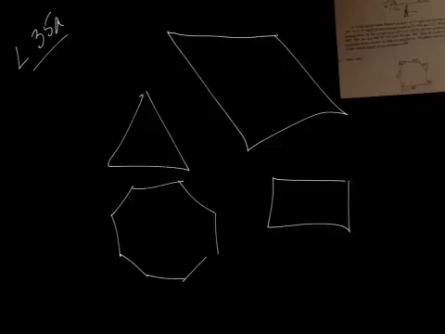I can erase that. There we go. And that formula is the number of sides minus 2 times 180. So let's look at this triangle. We have 3 sides, minus 2 is 1, 1 times 180 is 180. Done. This one has 4 sides. 4 minus 2 is 2, 2 times 180 is 360 degrees. Done. This one has 4 sides, 360.